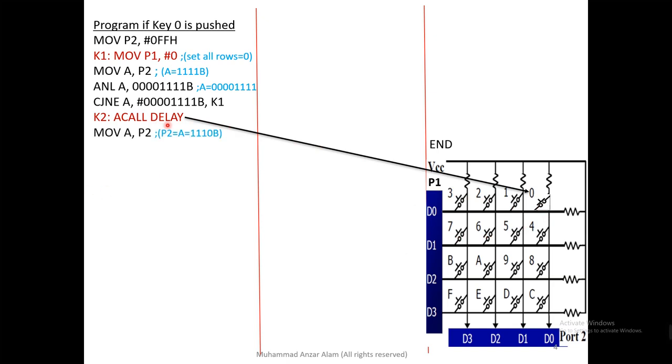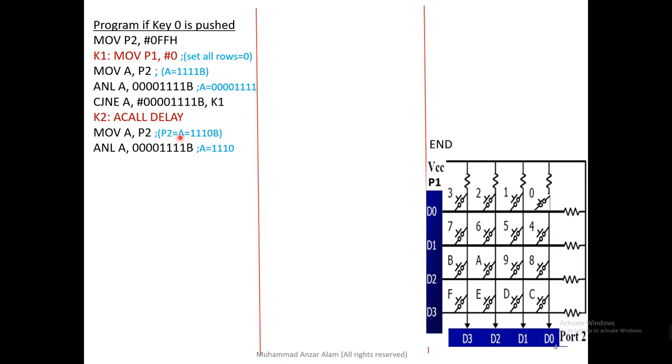So now after having this delay, if this is zero, and what we did here, all the rows are zero, as we said, P1 is zero. So what will happen? Because this switch is pressed, this one is zero, so 0 0 0, it means D0 will become zero, and the rest will be 1 1 1. So port 2 will read 0 1 1 1, as we have seen many times before.